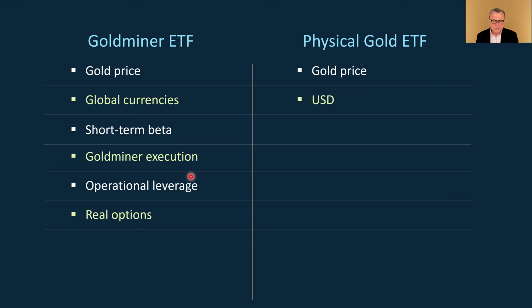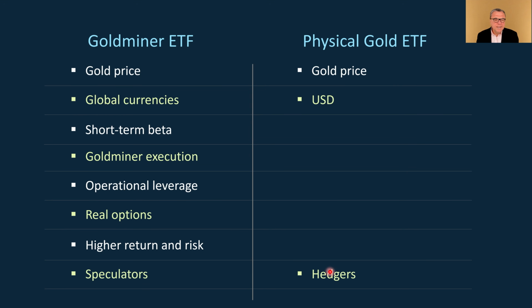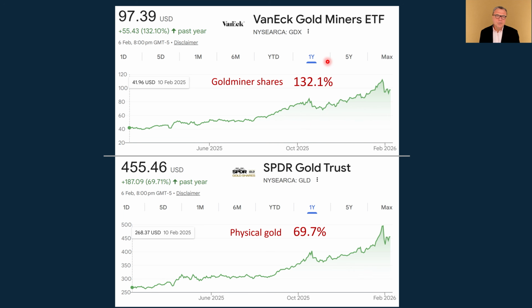Operational leverage and real options are really what's driving that big increase in GDX over the Spider physical gold ETF over the last year. This is higher risk and higher return. And down here, this is going to be more suited to hedges in the long run. GDX moving up a lot in the last year, but if the gold price goes down, this will be way below that. What about our third option of holding physical gold directly in bars or coins?